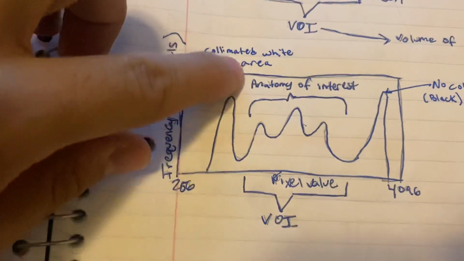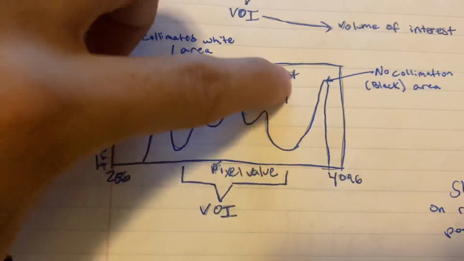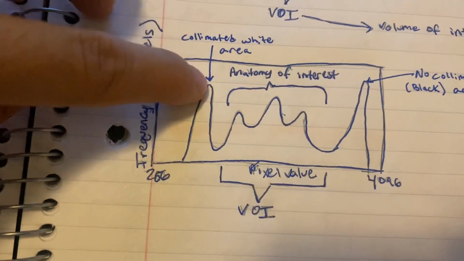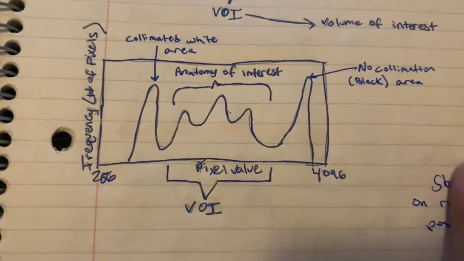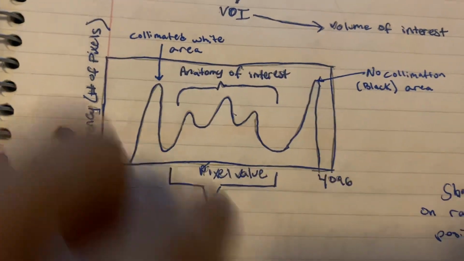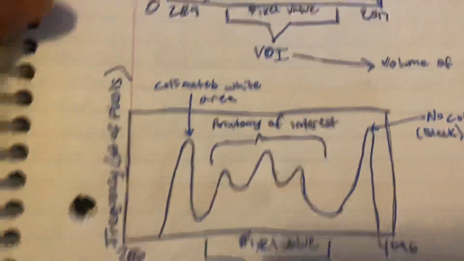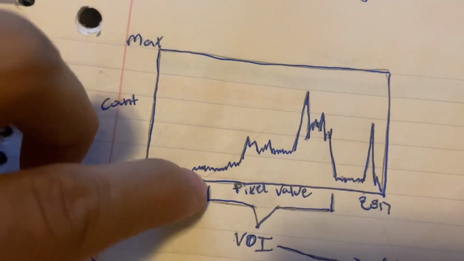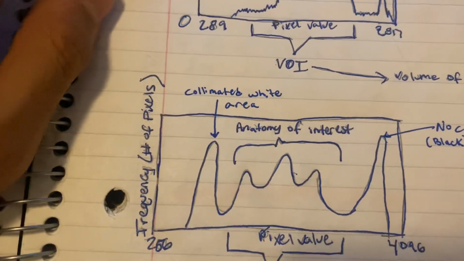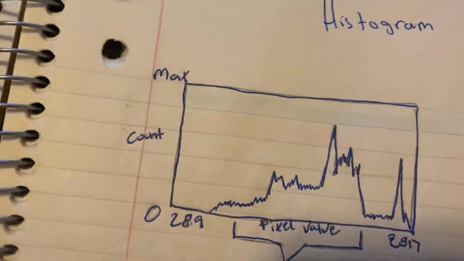Our value of interest mainly shows the anatomy of interest. So this is all we really want to point out. This right here is our white area, not really needed. And this is our black area, also not needed. All we have to focus on in the histogram is between these levels. Also, histograms are a series of peaks and valleys.